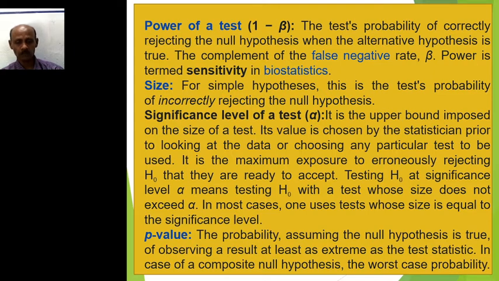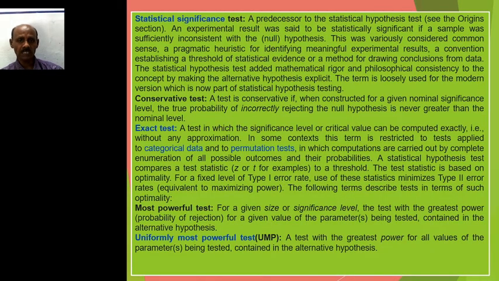Next one is p-value. The probability, assuming the null hypothesis is true, of observing a result at least as extreme as the test statistic. It is, in the case of a composite null hypothesis, the worst case probability. Now the statistical significance test. A predecessor to the statistical hypothesis test, an experimental result was said to be statistically significant if a sample was sufficiently inconsistent with the null hypothesis.